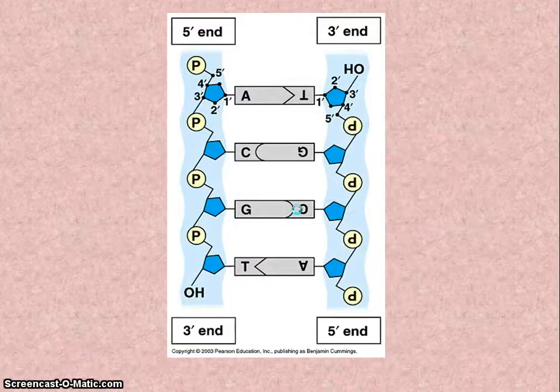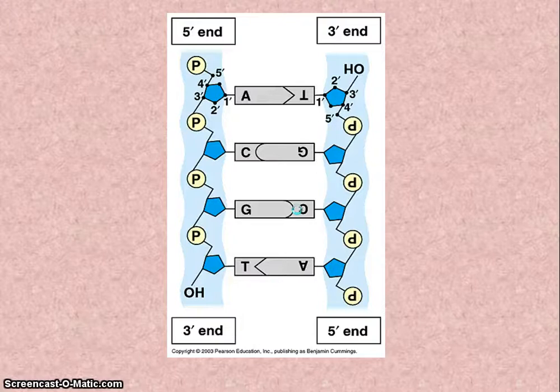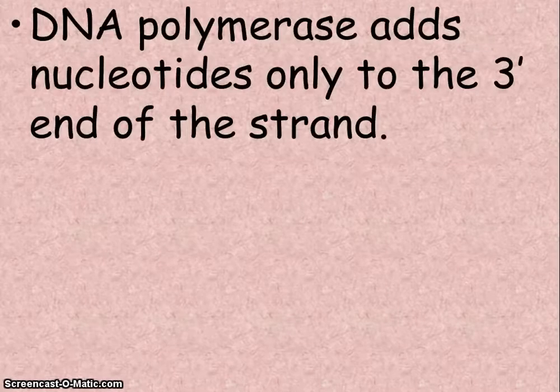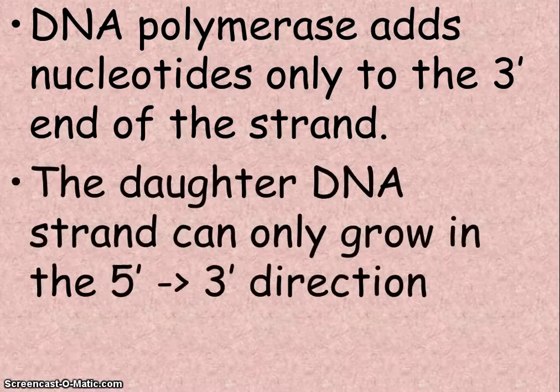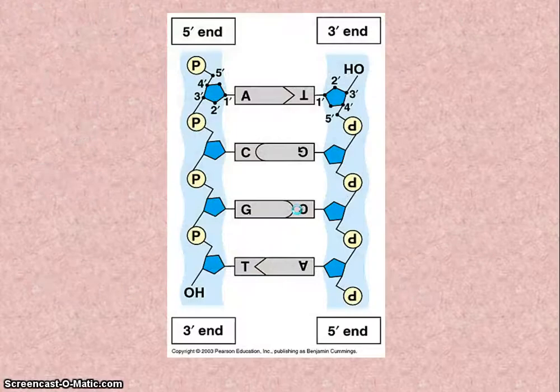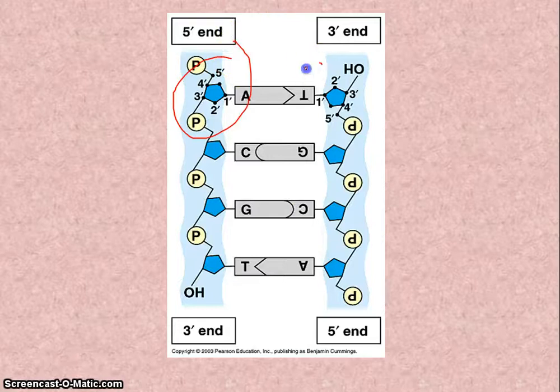And this is just showing you again how the strands are anti-parallel to each other. So, DNA polymerase adds nucleotides only to the 3' end of the strand. So the daughter DNA strand, the new strand, can only grow in the 5' to 3' direction. And again, just showing you how they are numbered. You can see that each of the carbons are numbered.